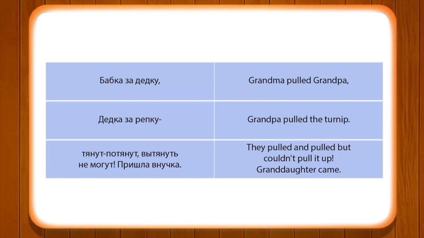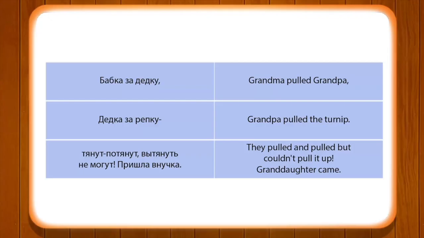So the next sentence is Prishla vnuchka. Vnuchka is, of course, not this one, but this one. Prishla vnuchka. Vnuchka is granddaughter. So Prishla means she came. The granddaughter came, and then she is also helping them, and she stood behind the grandmother. So Vnuchka za baapko means the granddaughter is after the grandmother, and she is helping them.